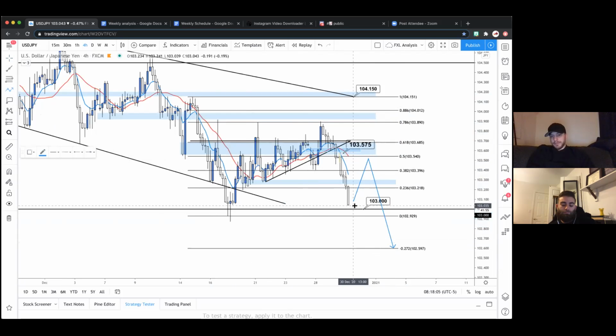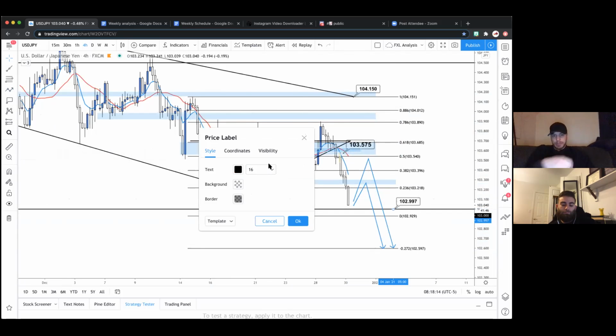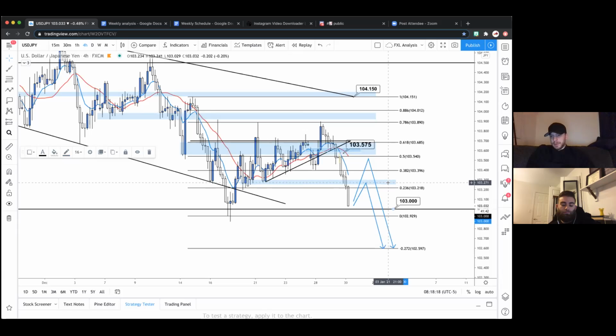Or look for a lower high off this zone here, right at 103.25. Yeah, right there. So 103.25, looking for a lower high there, or 103.575. So either way, it is bearish as long as price action remains below this level here, 103.57.